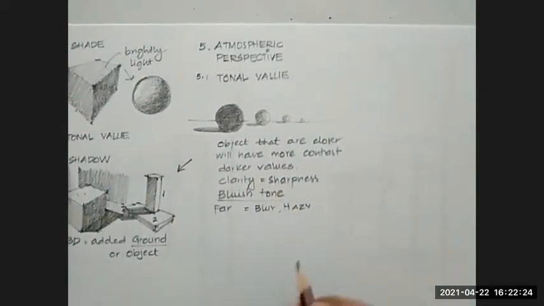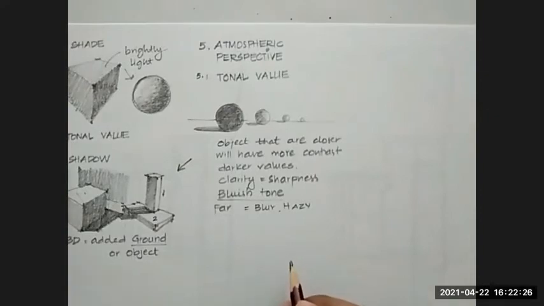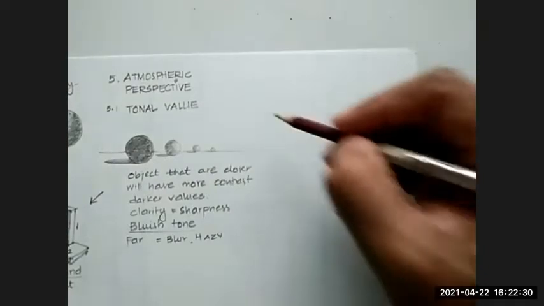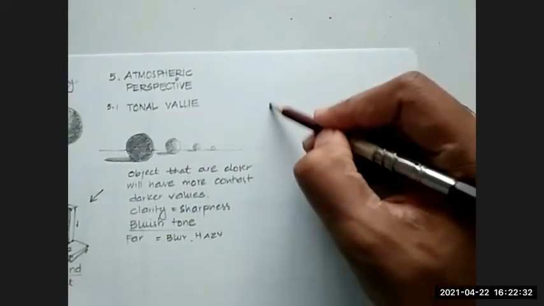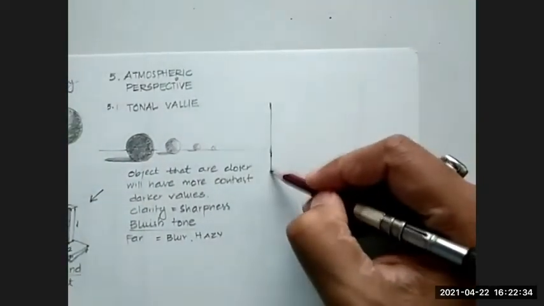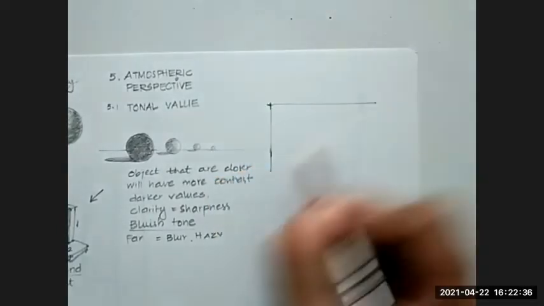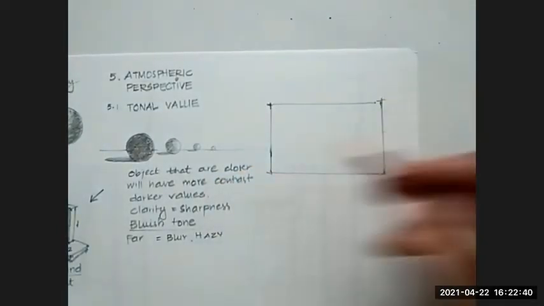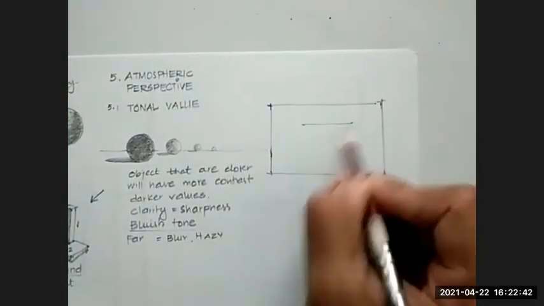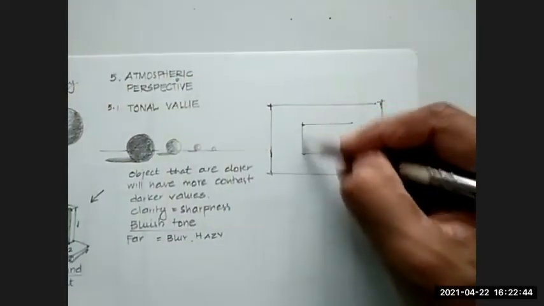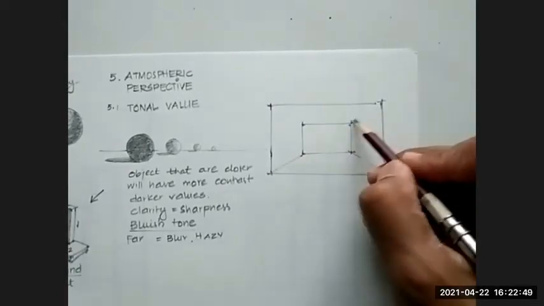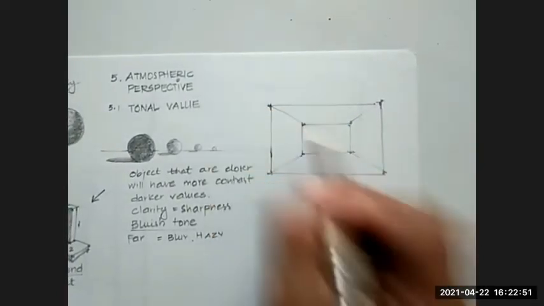Now, how is this applicable in interior perspective? Let us look at that. Tonal value difference will be generally playing a role. Let's say this is a room in a 1 point perspective, this is the floor, walls, and the ceiling.